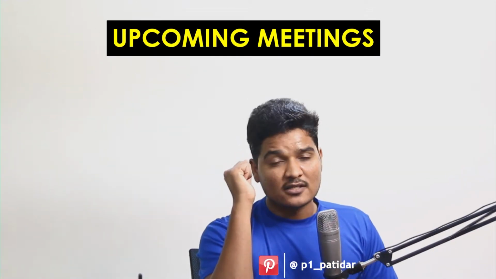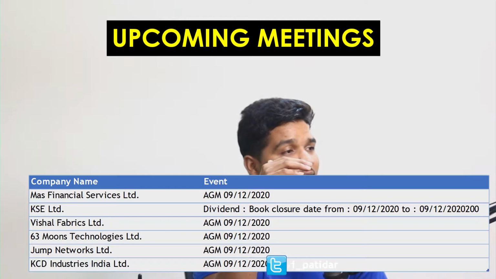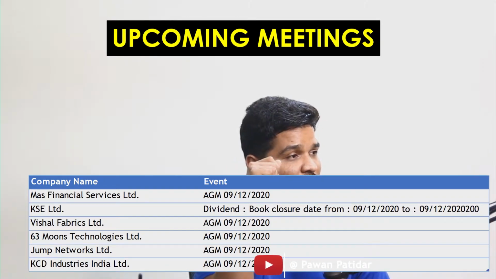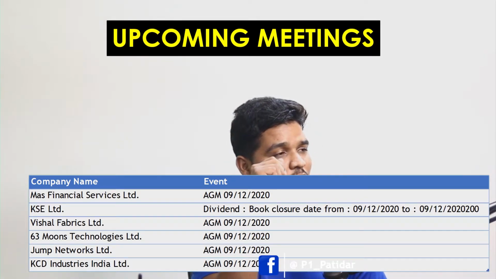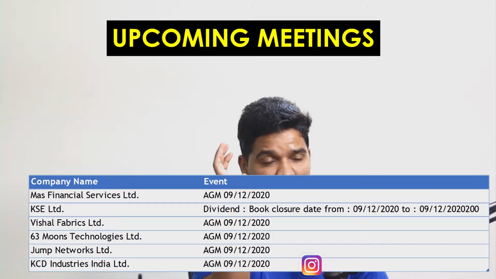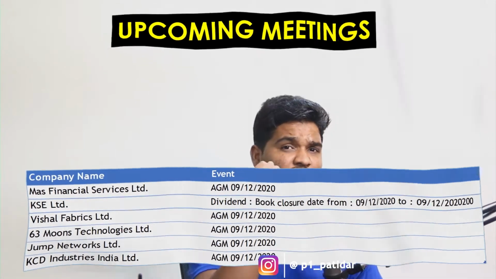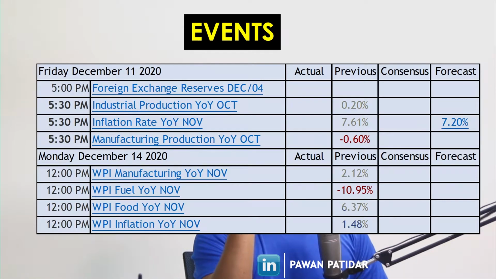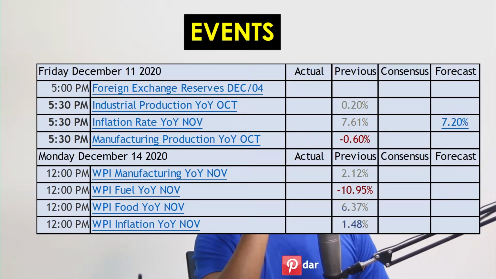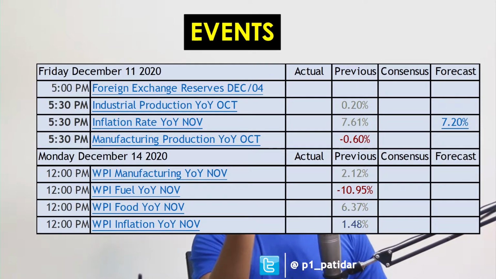Now let's move to the next, which is upcoming meetings. These are the meetings being held tomorrow. On the 9th there is an annual general meeting for these 5 companies, and KC Limited where dividend book closure will be done tomorrow. Now let's move to the next events. These are the events on 11th December and 14th December. It is not tomorrow's event, but still we have to keep these events in mind.